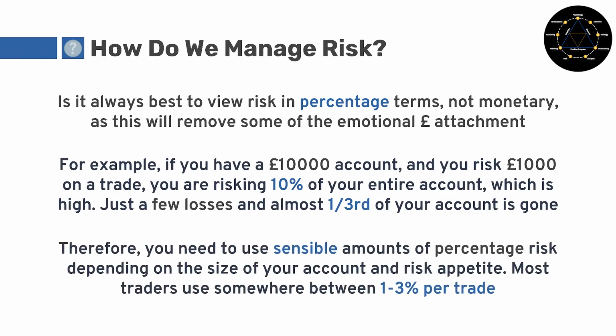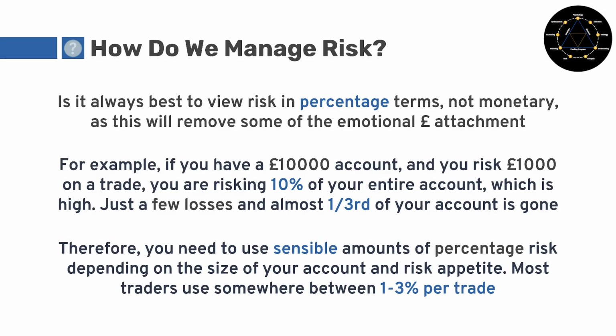So you really do need to use sensible amounts of percentage risk. Depending on the size of the account, you may want to risk a little bit more if you have a smaller account because it doesn't really mean as much. If you've only got £1,000 in your account and you risk 1%, it's really quite small. Whereas if you've got £100,000 in your account and you're risking 1%, that's quite a lot of money. So that's why it can change slightly. It depends on your risk appetite and your account size. But you'll find most traders use somewhere between 1 to 3% per trade.